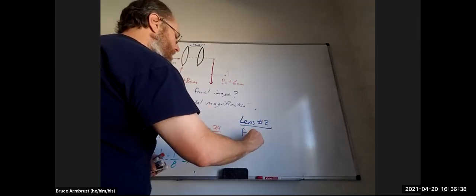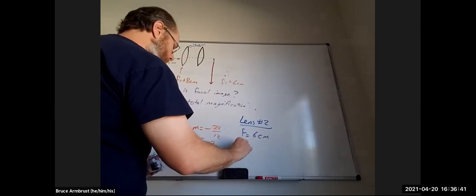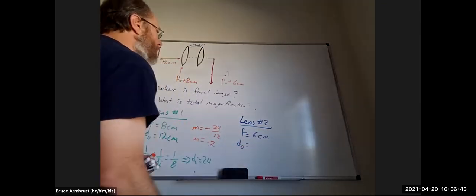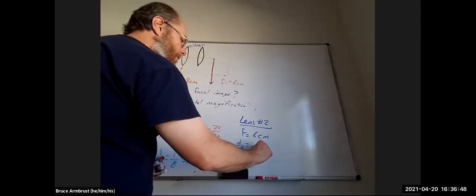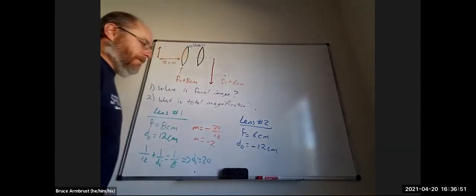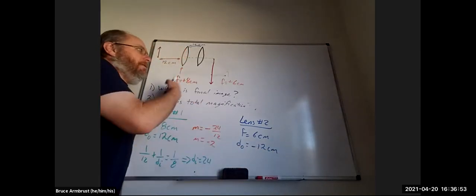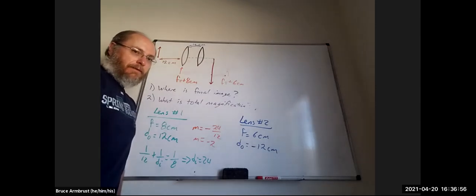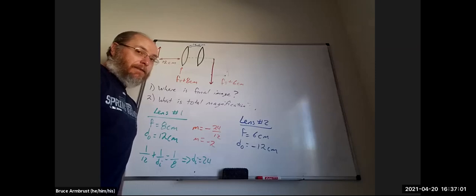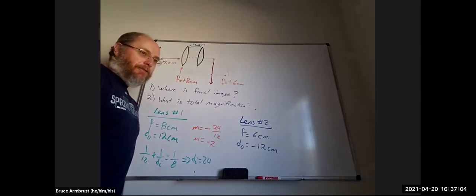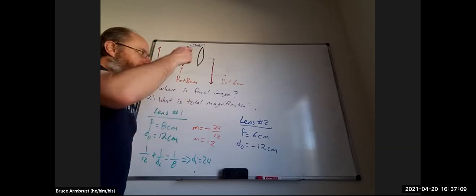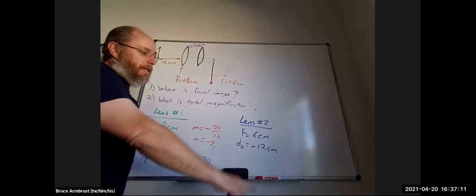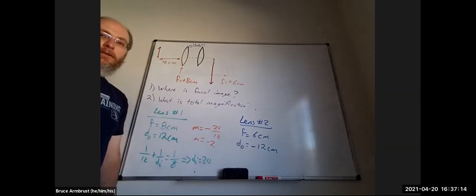again, our focal length is 6 centimeters, but our DO is going to be -12 because the object now is behind the lens. The light rays that would have gone to that object are hitting the lens before they actually go to the object. So this is what the setup would have to look like to get a -12 for our DO.